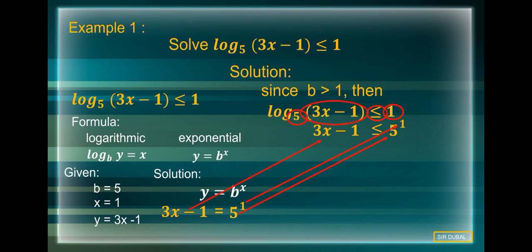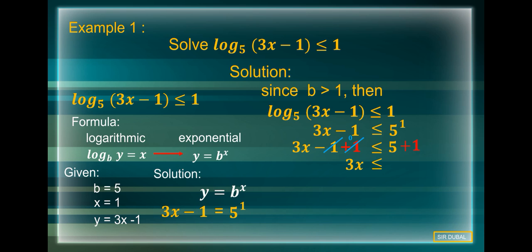After this one, we are now going to solve for x, applying the addition and division rule. To do it, we are going to add 1 on our left side. Since we are adding 1 on our left side, we also need to add 1 on our right side. Then negative 1 plus 1 is equal to 0. So the remaining term is 3x. Then copy the inequality symbol. Then 5 plus 1 is equal to 6.